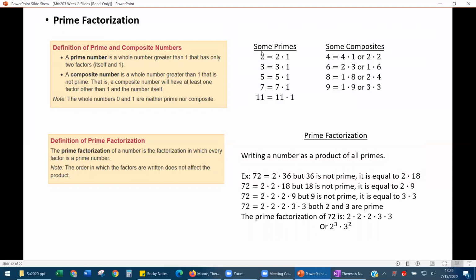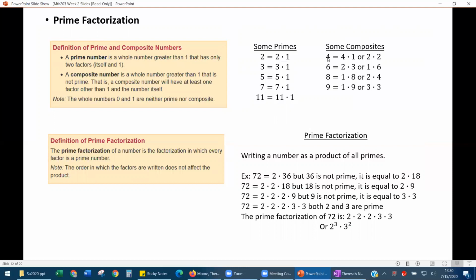So the number 2 is prime, the number 3 is prime, number 5, 7, these are all prime numbers because the only things they're divisible by are themselves and 1. Now a number that is not prime is called composite.